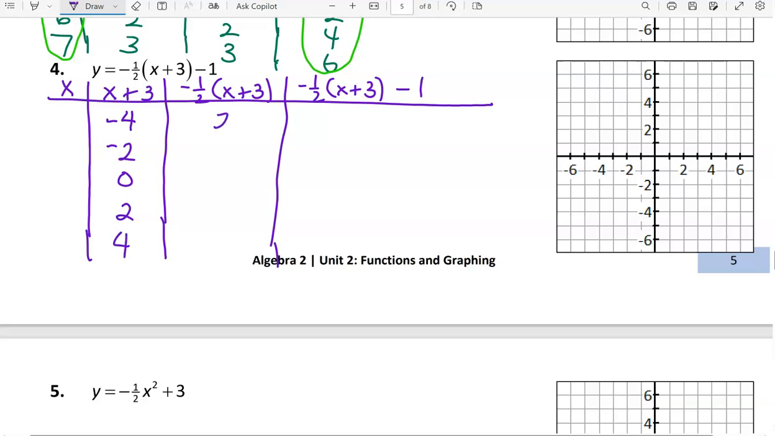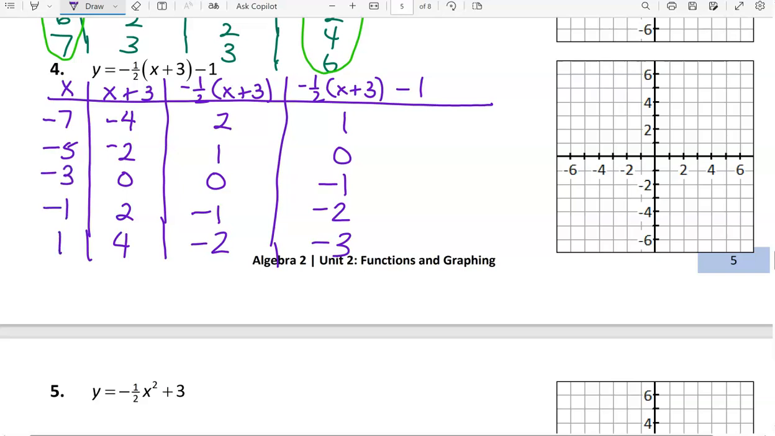Times -1/2 is +2, 1, 0, -1, and -2. And then lastly, subtracting 1 for the last column gives us 1, 0, -1, -2, and -3. Those are our y values. Now let's work backwards from x plus 3 to get the x values. To get to x from x plus 3, we subtract 3. And then we have a bunch of x values and y values paired up so that we can graph them.